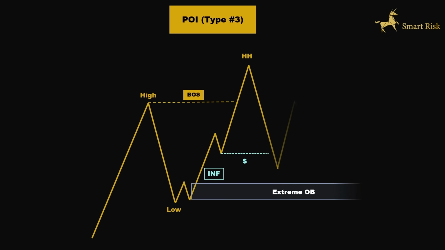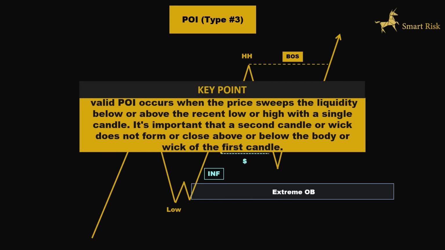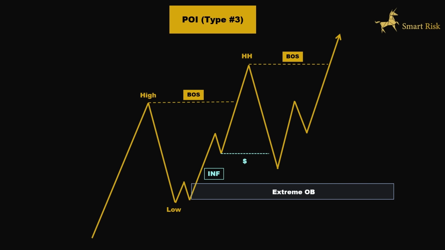In this scenario, we don't necessarily have to wait for the price to reach the extreme order block. Instead, if the price creates a valid bearish or bullish POI pattern, we can consider entering the market after identifying a change of character or a shift in market structure on the lower time frame. As mentioned earlier, a valid POI occurs when the price sweeps the liquidity below or above the recent low or high with a single candle. It's important that a second candle or wick does not form or close above or below the body or wick of the first candle. Following the liquidity sweep, we expect the price to immediately reverse and re-enter the range of the recent high or low. This sequence confirms the validity of the POI pattern.